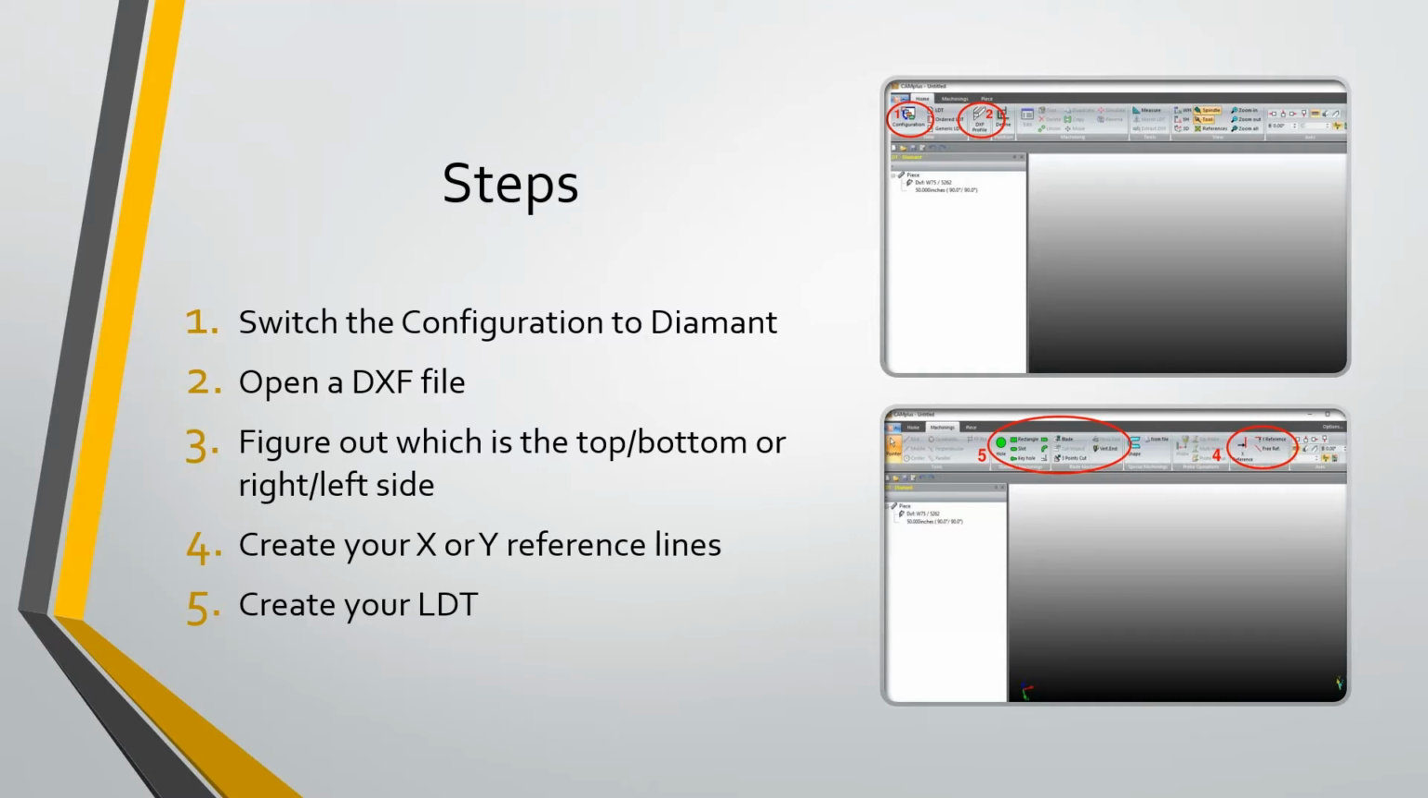Fourth, you're going to create your X or Y reference lines, which is circled in red and labeled as step number 4 on the bottom right hand picture. And finally, you're going to create your LDT, which is circled in red and labeled as step number 5 on the bottom right hand picture.